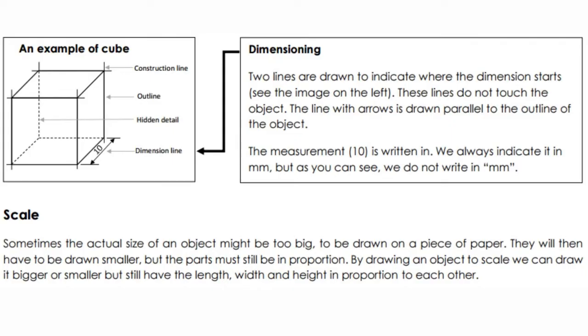Scale. Sometimes the actual size of an object might be too big to be drawn on a piece of paper. They will then have to be drawn smaller, but the parts must still be in proportion. By drawing an object to scale, we can draw it bigger or smaller but still have the length, width, and height in proportion to each other.